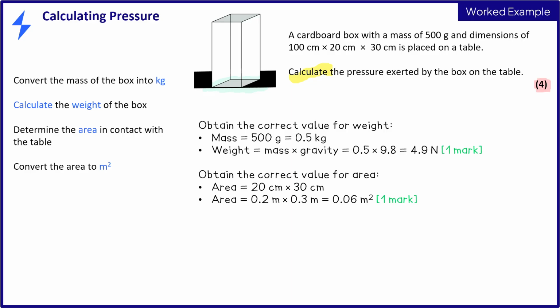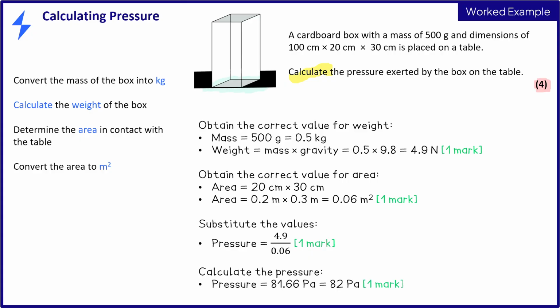Substitute these values into the equation for pressure. Pressure is equal to 4.9 divided by 0.06 for 1 mark. Calculate the pressure. Pressure is equal to 81.66 pascals, which is equal to 82 pascals to 2 significant figures for 1 mark. Remember, pressure is measured in pascals, which are newtons per meter squared, and not newtons per centimeter squared. Don't be tempted to use the total surface area or volume as the contact area.